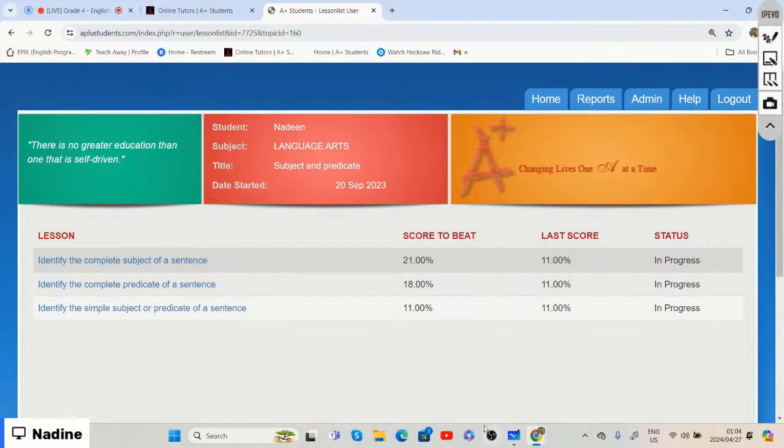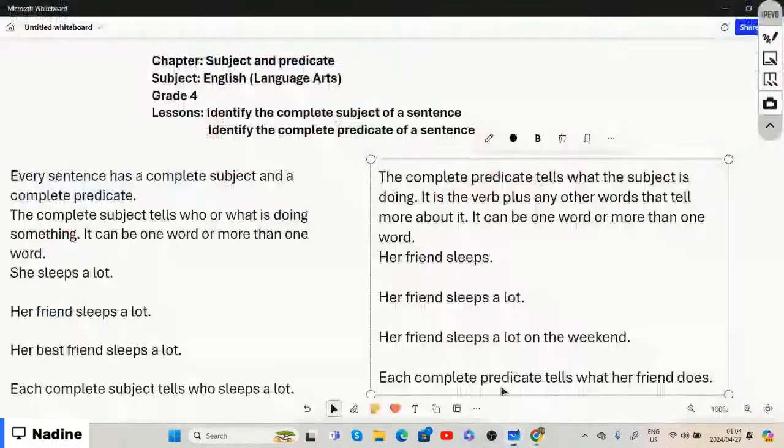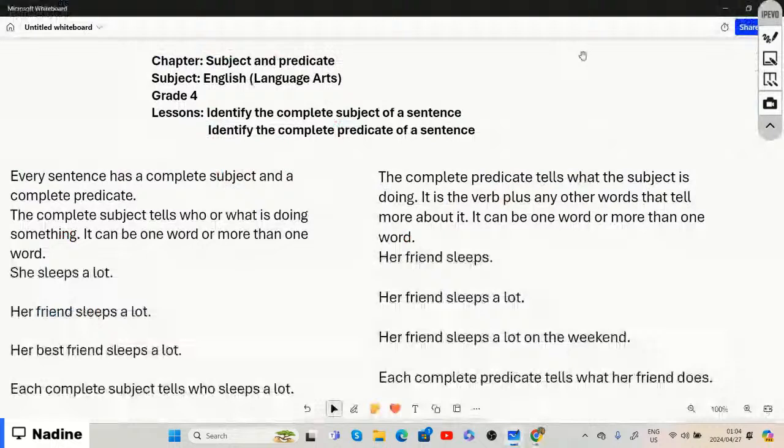All right. So our chapter is subject and predicate. Our subject is English language arts, grade 4. And the lessons that we're going to be focusing on under the chapter of subject and predicate is to identify the complete subject of a sentence and to identify the complete predicate of a sentence.